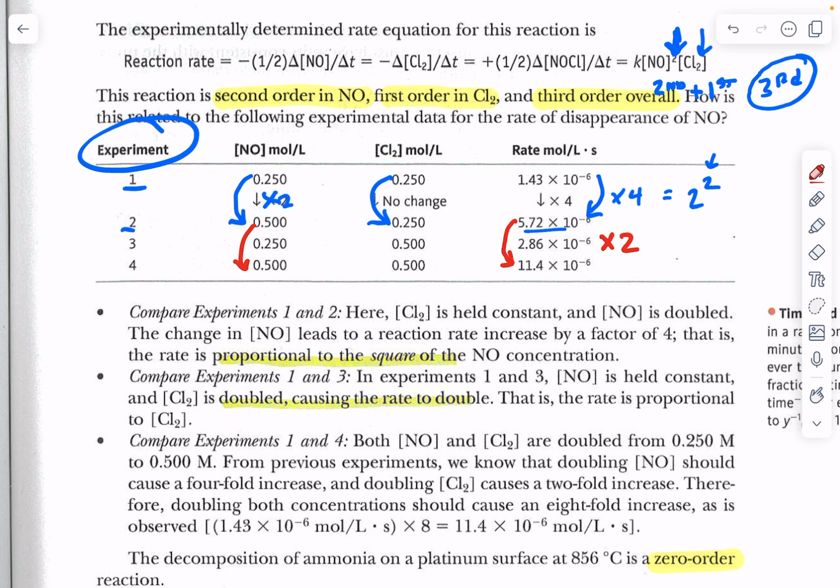You could also perhaps look at another experiment. What if we went from this experiment to here? The nitrogen monoxide doesn't change, so we look at the chlorine, and that gets doubled. And so when we come over here to look at what the effect on the rate is, it's doubled, so it's consistent, as it should be. So when we doubled the molarity of chlorine, it doubled the rate, giving me an exponent of 1. So my reaction is first order with respect to chlorine.